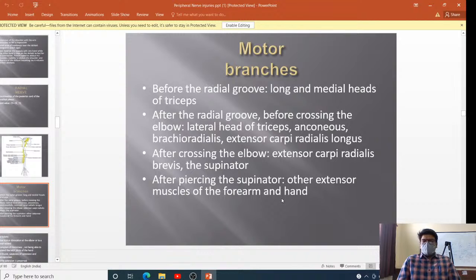So before the radial groove it gives branches to the long head and medial head of the triceps. After the radial groove, before crossing the elbow, the lateral head of the triceps, anconeus, brachioradialis, extensor carpi radialis longus. After crossing the elbow, after dividing in front of the lateral epicondyle, it gives branches to extensor carpi radialis brevis, supinator. After piercing the supinator, it gives branches to the extensor muscles of the forearm and hand.